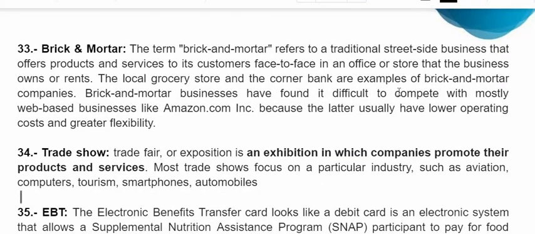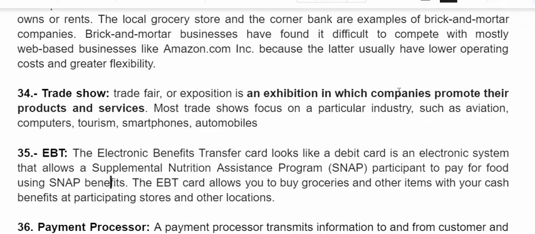Trade show. A trade fair or exposition is an exhibition in which companies promote their products and services. Most trade shows focus on a particular industry such as aviation, computers, tourism, smartphones, automobiles, etc.